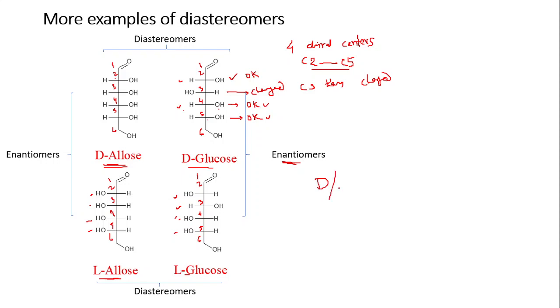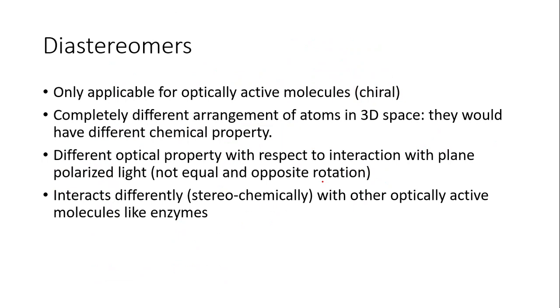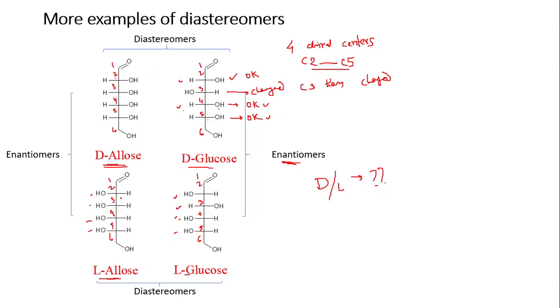I'll explain in a short while what exactly D and L mean, but let's be clear about the diastereomers and the enantiomers. To summarize, this stereochemistry is also applicable for optically active molecules, that is chiral molecules. For enantiomers, the relative arrangement in 3D space is all identical, right? We have seen A, B, Y and X, so their relative arrangement, let's say A to Y, A to X, is identical. But for diastereomers, if you look at these pictures, this is completely changed.